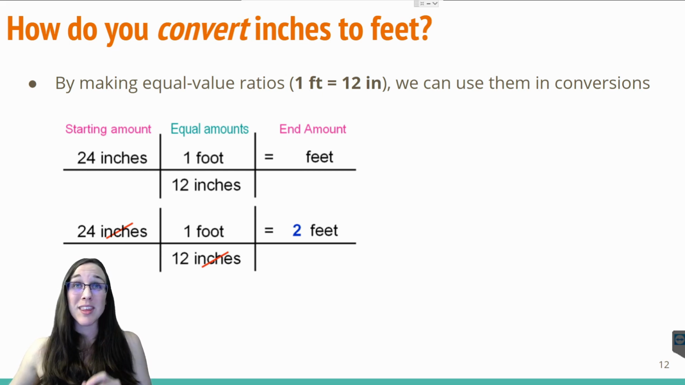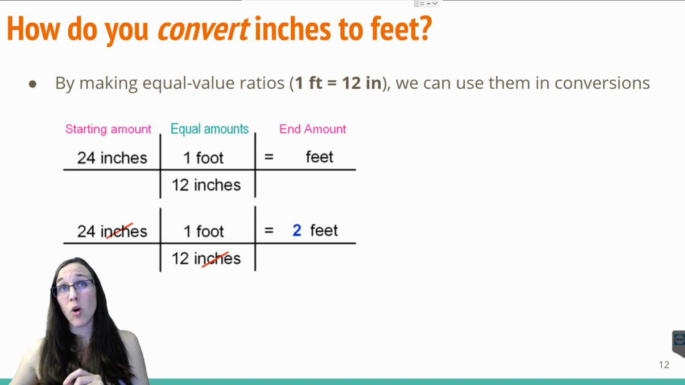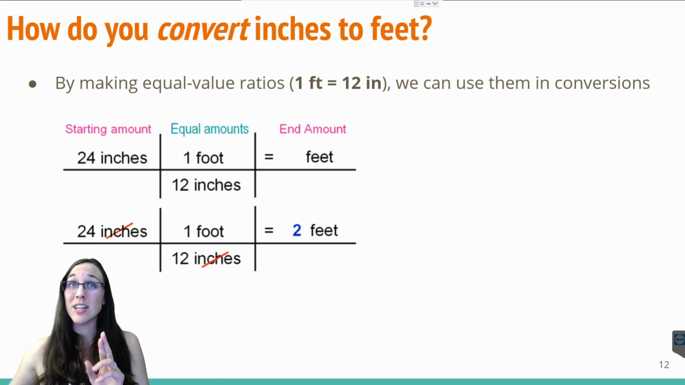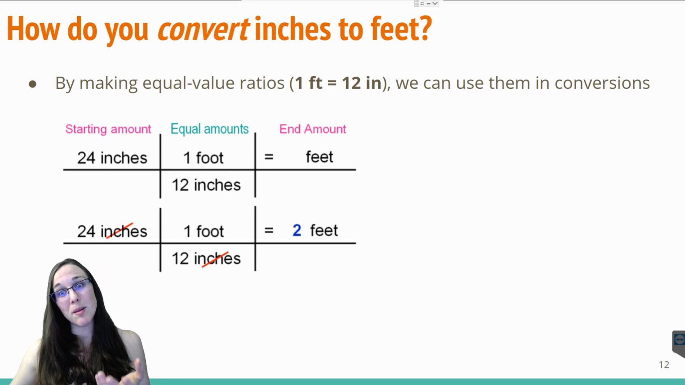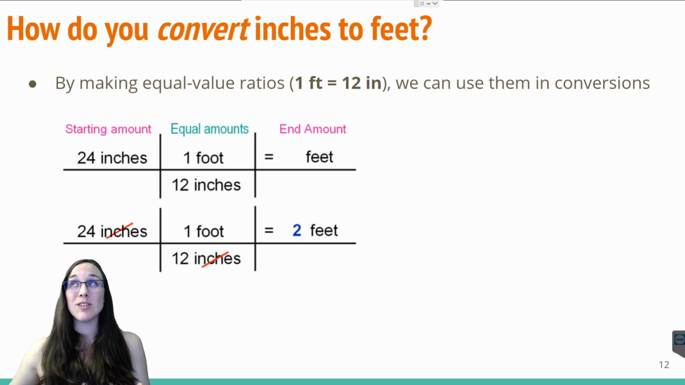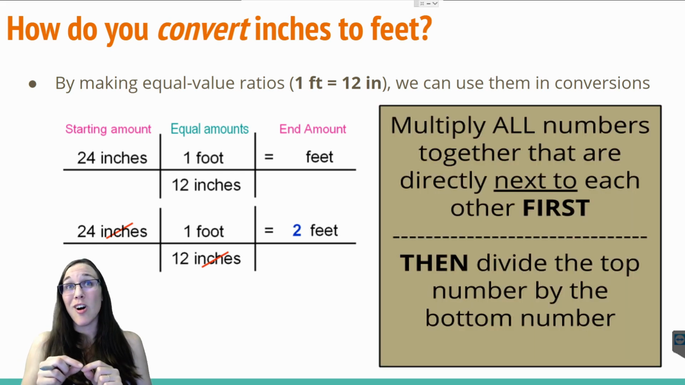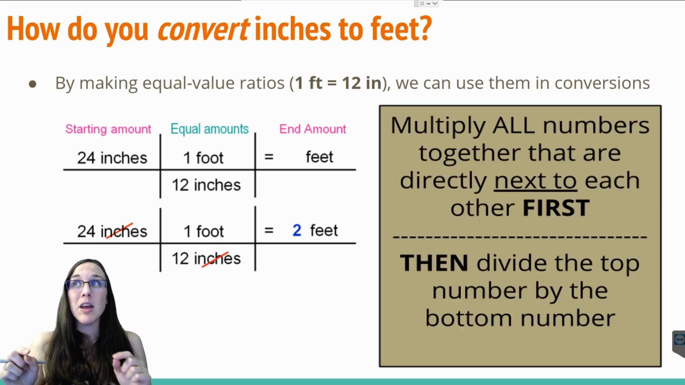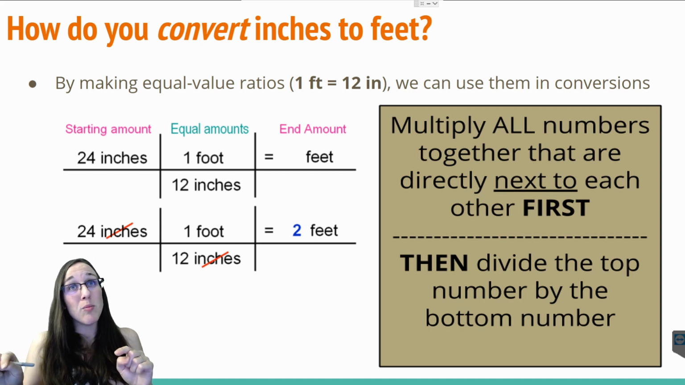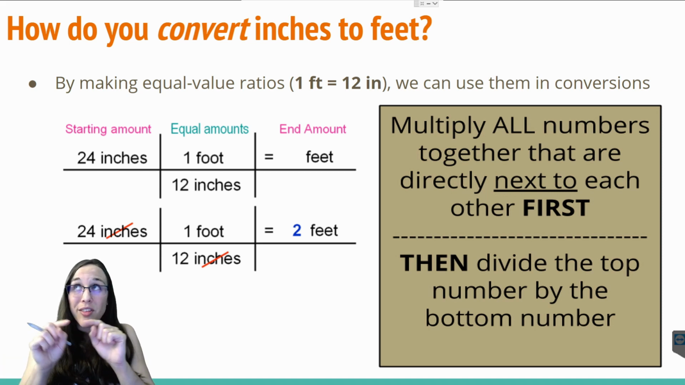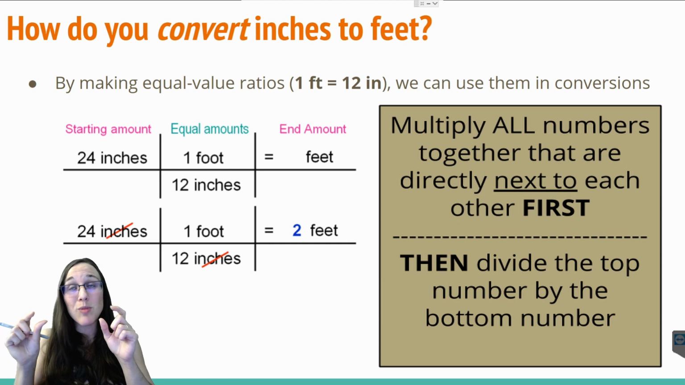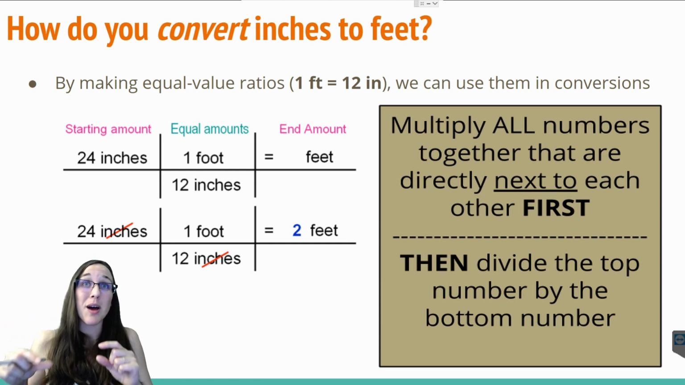What I end up with is 24 times 1, since those numbers are next to each other on top, but that ends up just being 24, divided by 12, because 12 is on the bottom, and that gives me 2 feet. If you have numbers that are all next to each other in the bottom, you need to multiply all the bottom ones, multiply all the top ones, then divide whatever's on top by whatever's on bottom.